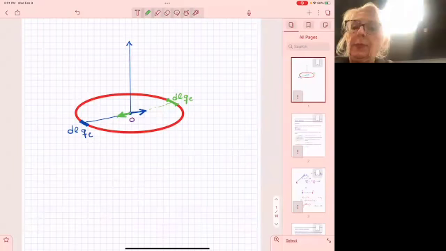So if this is Z, so I can say the total E at Z equals 0 equals 0.